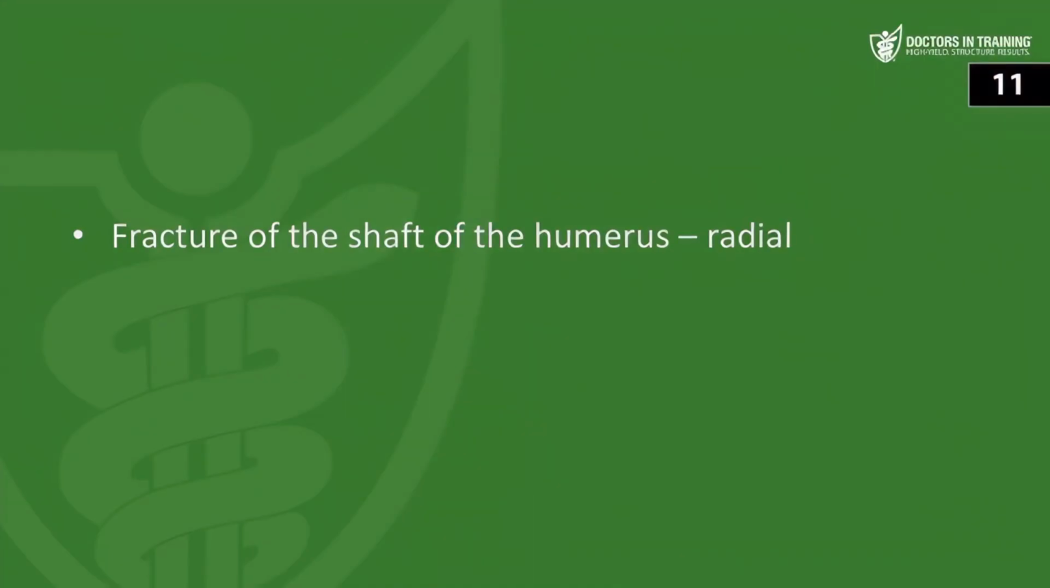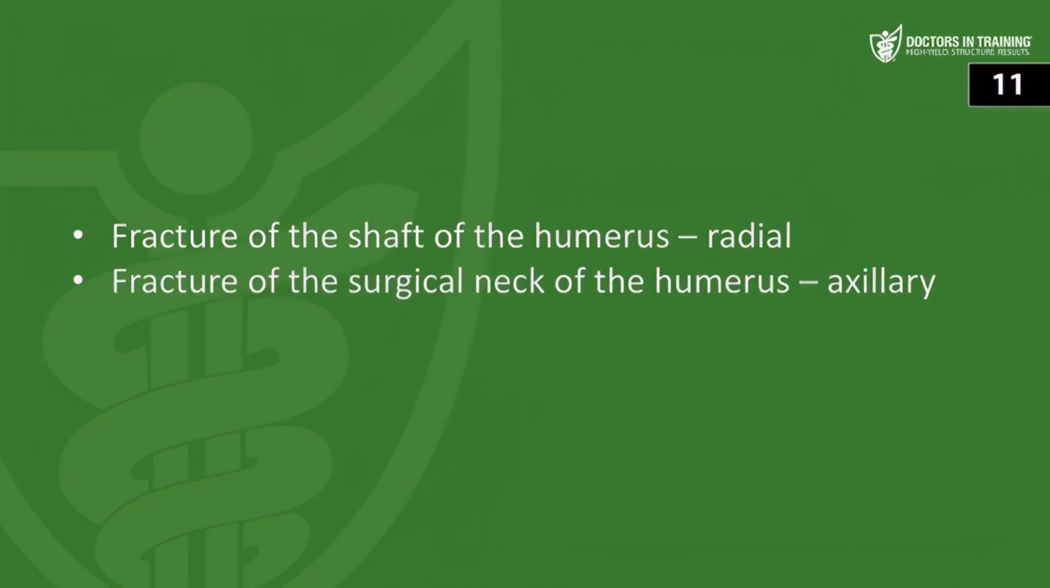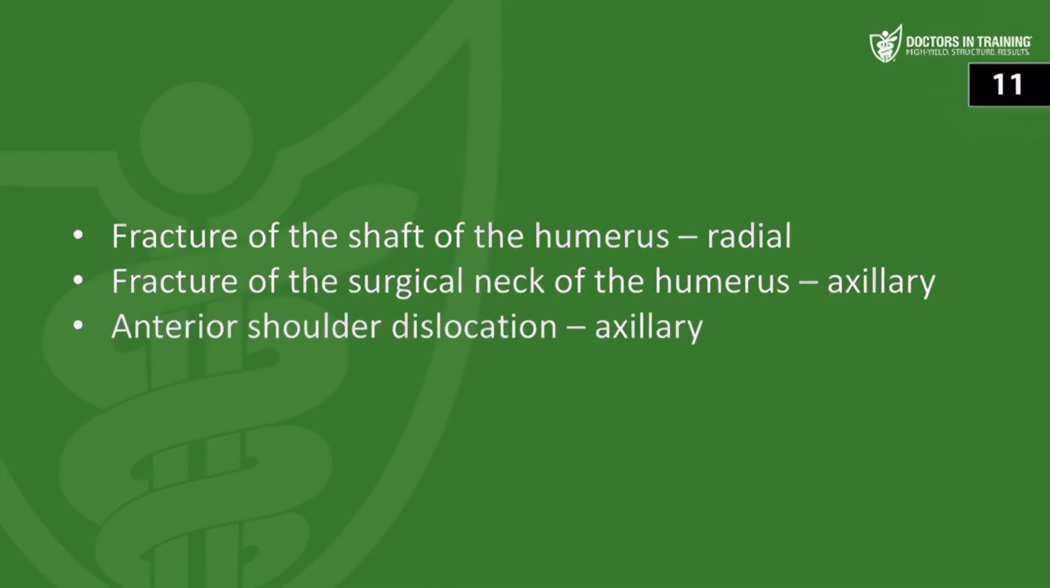Next, what nerve is most at risk of injury with the following types of injury? First, we have fracture of the shaft of the humerus. Remember we talked about this, that's that radial nerve again. Fracture of the surgical neck of the humerus. That's going to be the axillary nerve. Anterior shoulder dislocation, axillary nerve again. Then injury to the carpal tunnel, that's going to be median nerve.